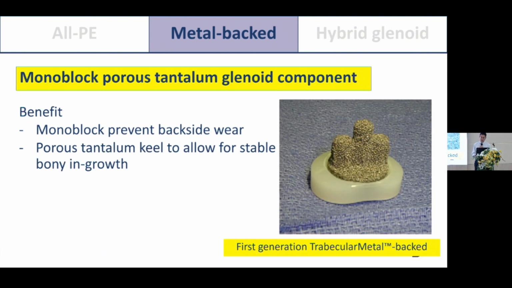The modern evolution of metal back glenoid includes the monoblock porous tantalum design. This component offers 2 key benefits. First, the monoblock structure prevents backside wear, and second, the porous tantalum cube promotes stable bony ingrowth.